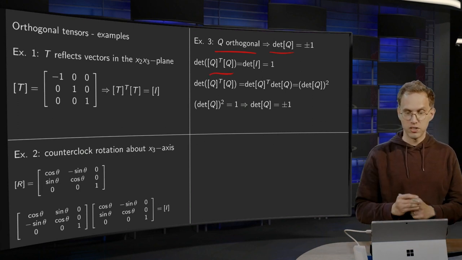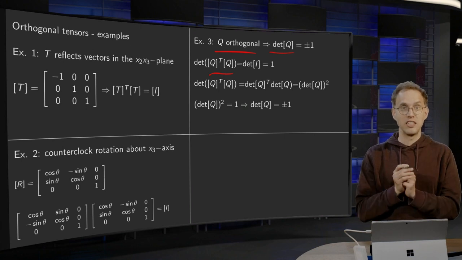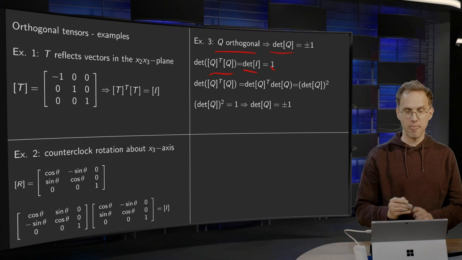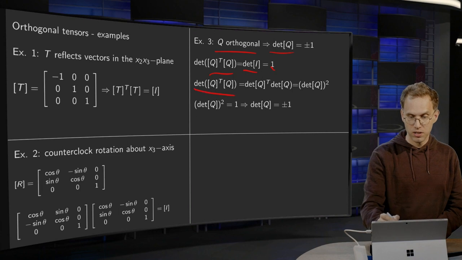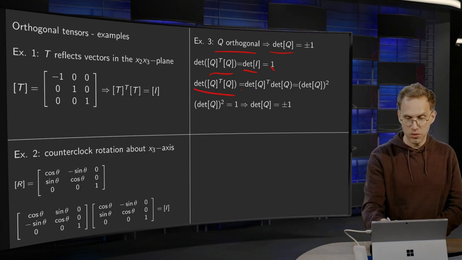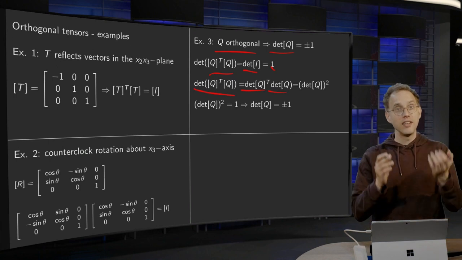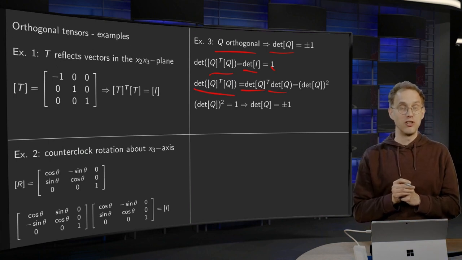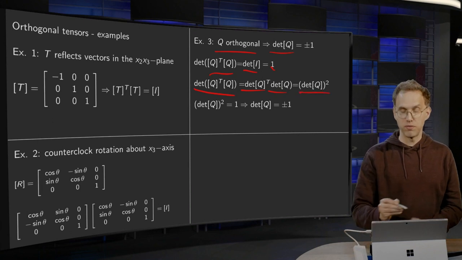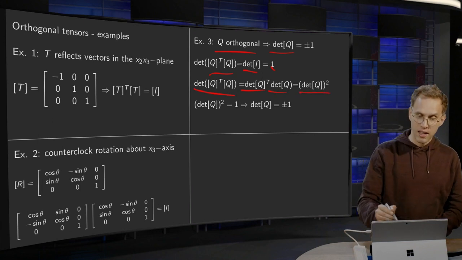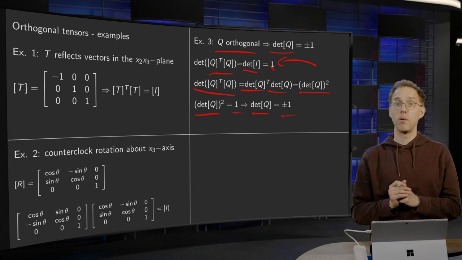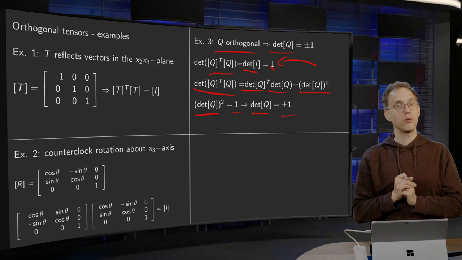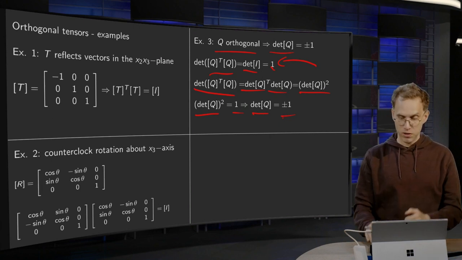Well, the determinant of Q transpose times Q, well, that is the identity matrix, so that determinant equals 1. Now you know that the determinant of a product is the product of the determinants. So the determinant of Q transpose Q equals the determinant of Q transpose times the determinant of Q. And the determinant of a transpose is the same as the determinant of the original matrix. So this gives you the determinant of Q squared, which has to be equal to 1. So that means that the determinant of Q has to be either plus or minus 1. So if you have an orthogonal transformation, its determinant is always plus or minus 1.